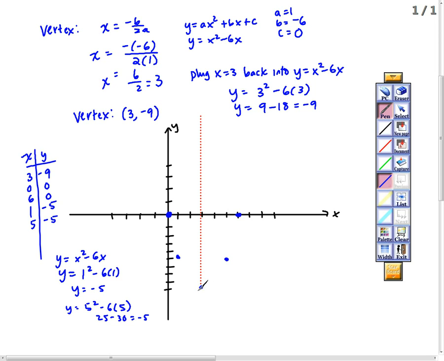Now I'm going to connect these in a nice smooth curve. I'm going to screw this one up, so just bear with me. Okay, make that a really big point. And this is your graph, y equals x squared minus 6x.